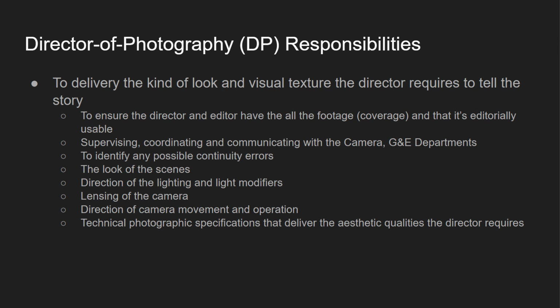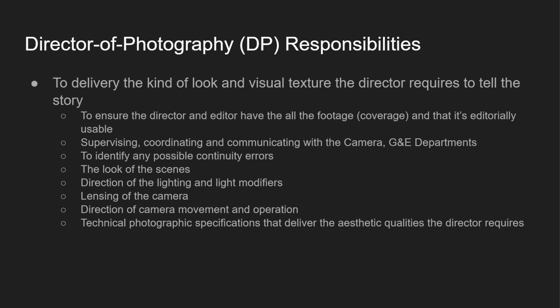So the DP, really any continuity errors stop with them. Any visual continuity errors that might be caused through camera or placement of actors, the DP needs to be aware of and needs to catch. They're responsible for the look of the scene. They direct the lighting and the light modifiers that are used. The DP typically picks the lens that goes on the camera.